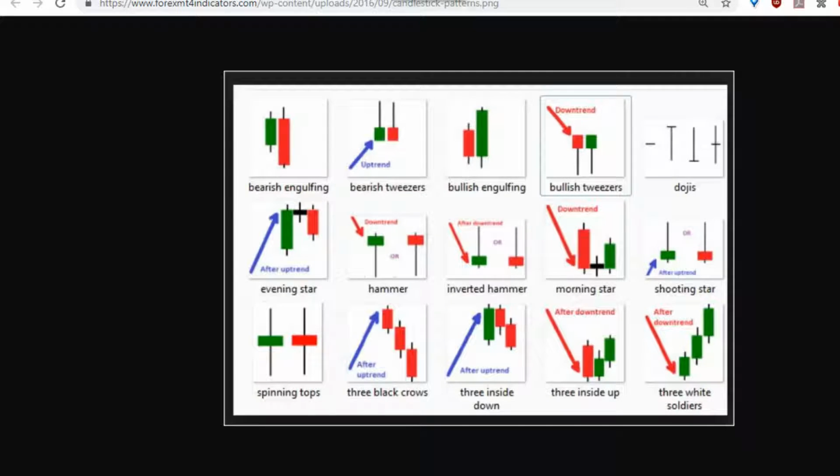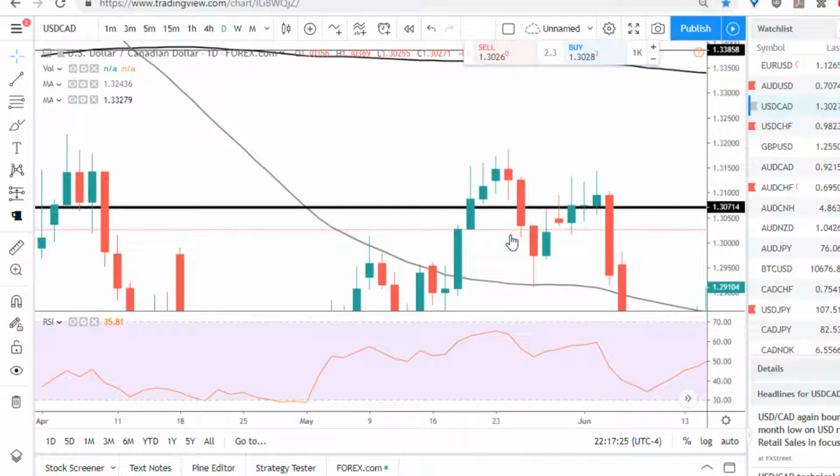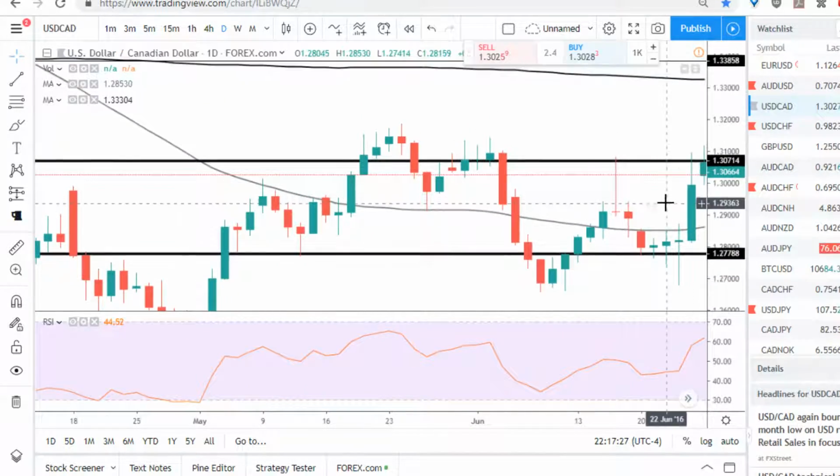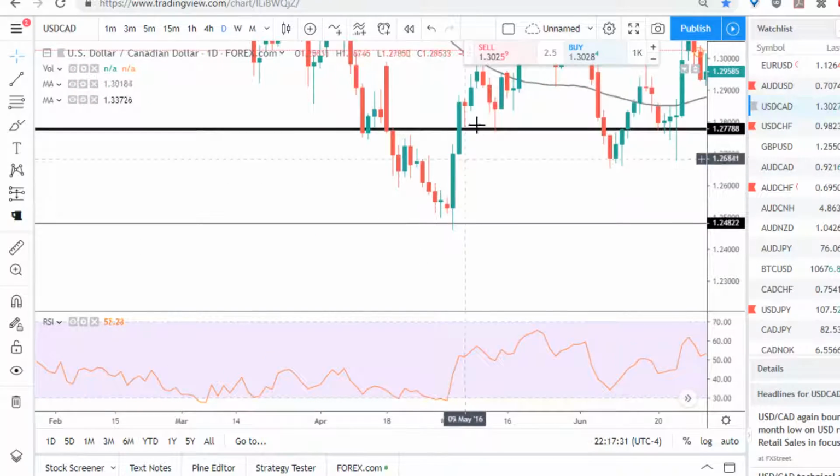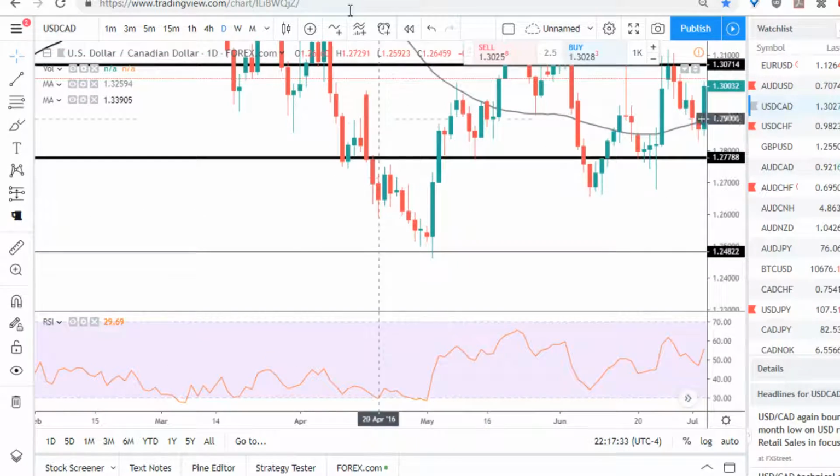Three white soldiers. That's another good one that represents gaining momentum. We see it here, sort of, but you really saw it with this engulfing. Three white soldiers.